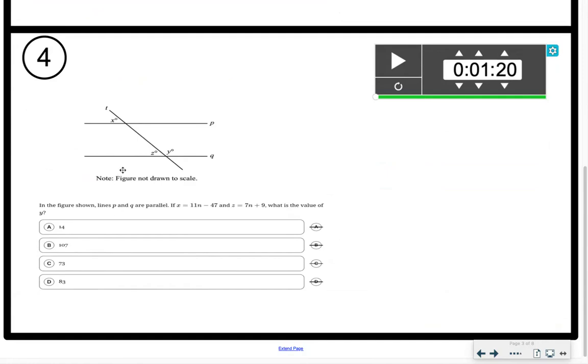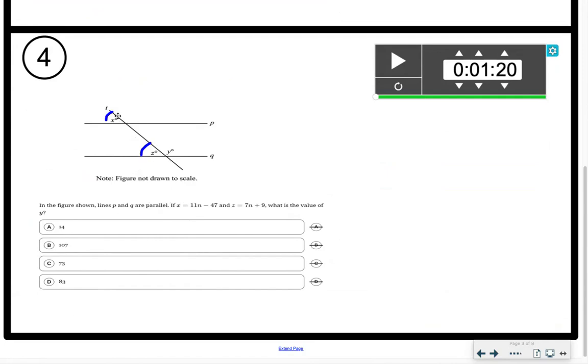On to number four. So we have x is 11n minus 47 and z is 7n plus 9. What's the value of y? So what we want to know first is that x and z are congruent. They are called corresponding angles.